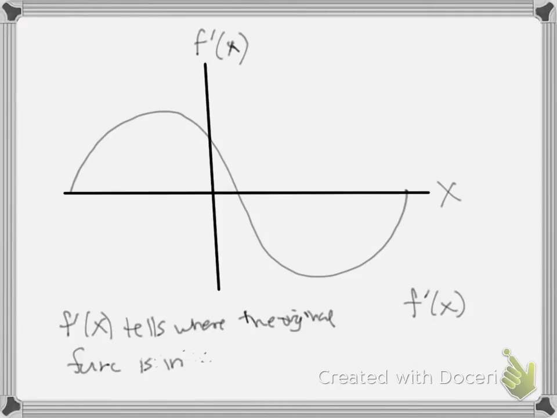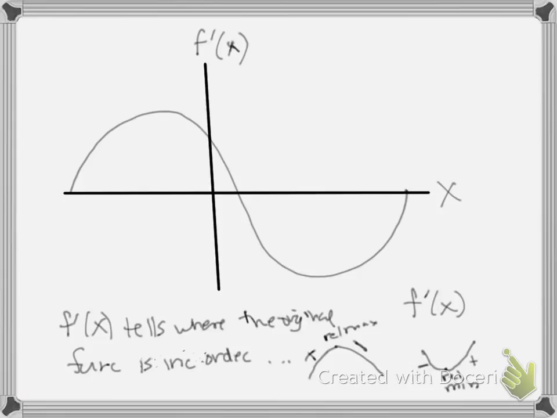So if your sign changes from positive to negative, so if this is positive, the first derivative is positive, and then on this side is negative, then that means that you have a relative max. If your first derivative changes signs from negative to positive, that means this is going to be a relative min.